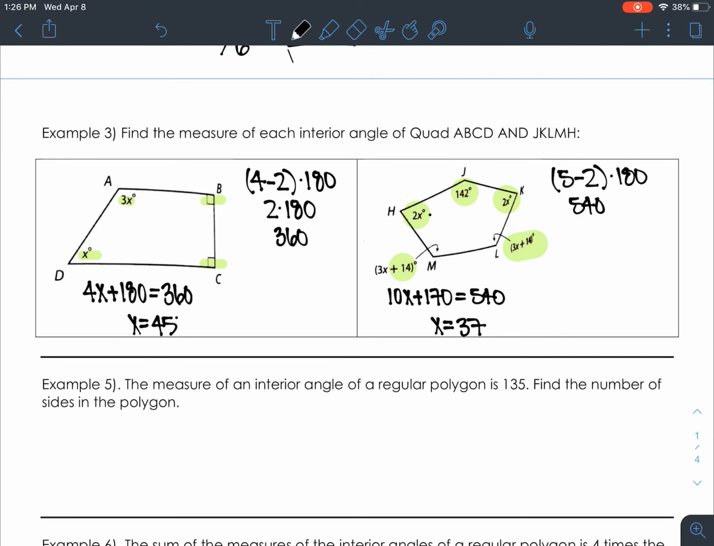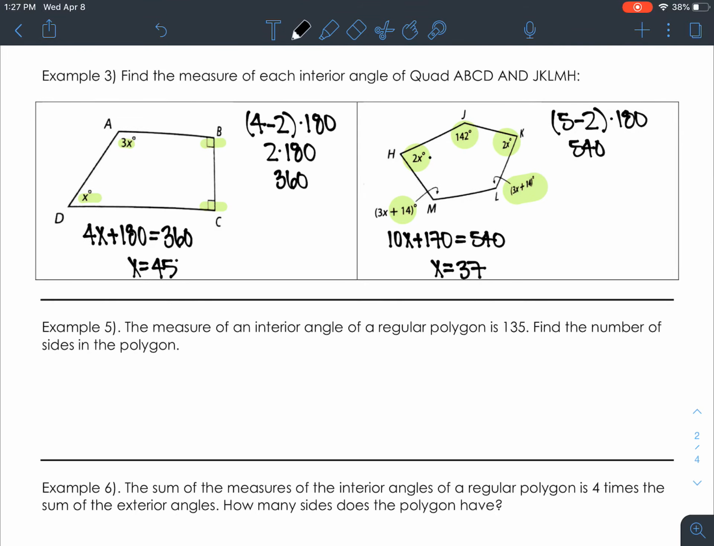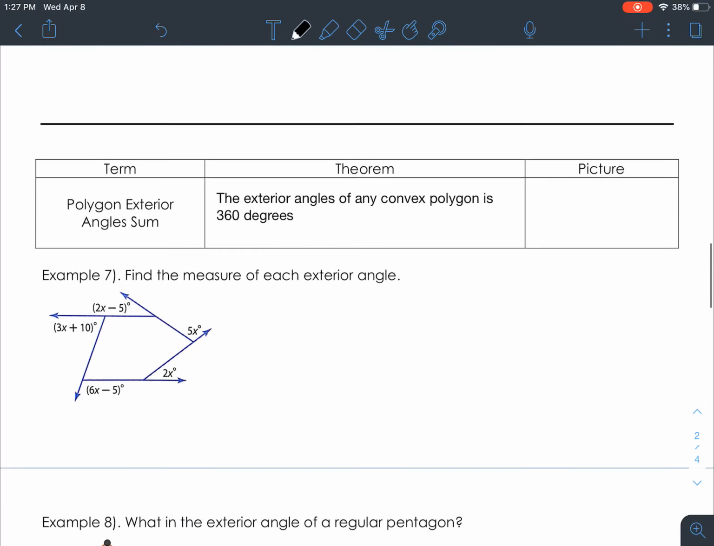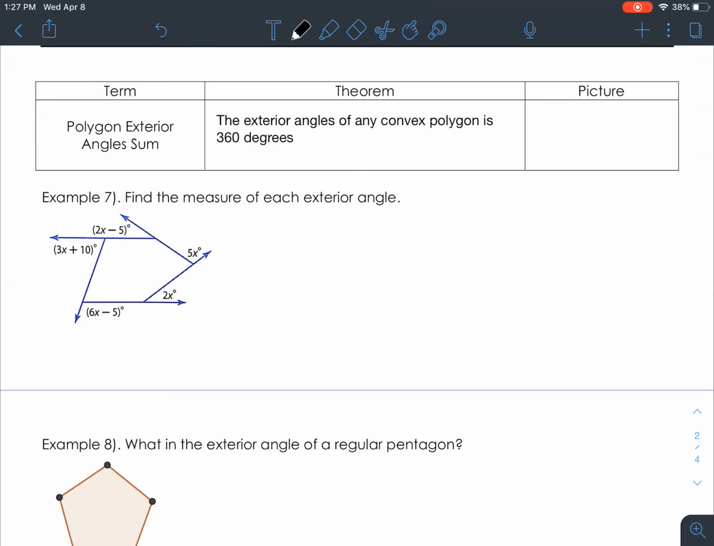All right, we're actually going to skip example 5, and we're going to skip example 6, and we're going to come down to this theorem right here, the polygon exterior angles sum. Here's what it says. The exterior angles of any convex polygon, once again convex, add up to 360 degrees.